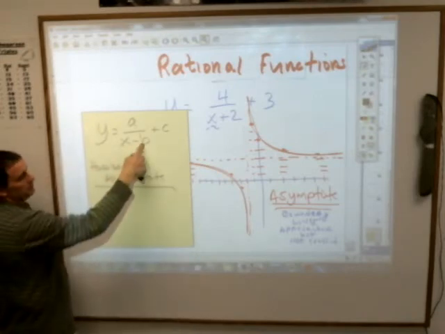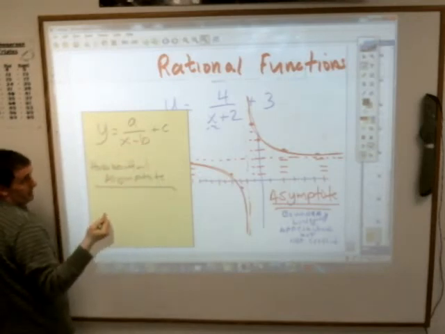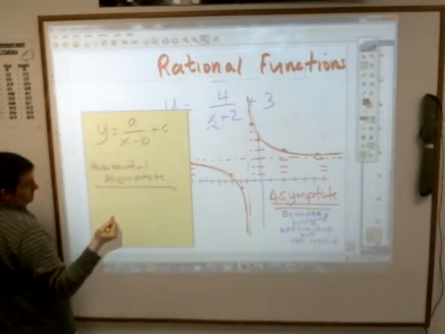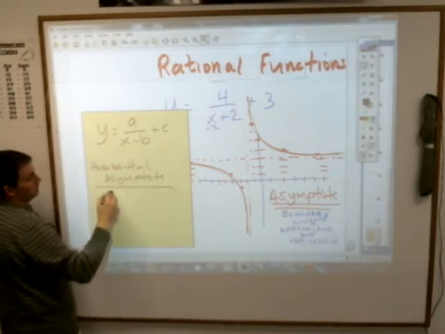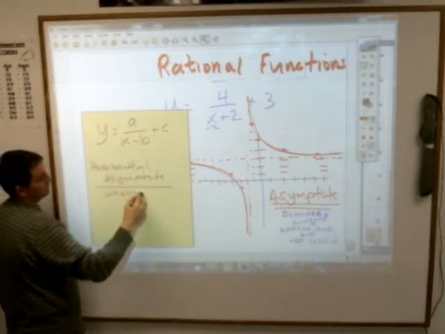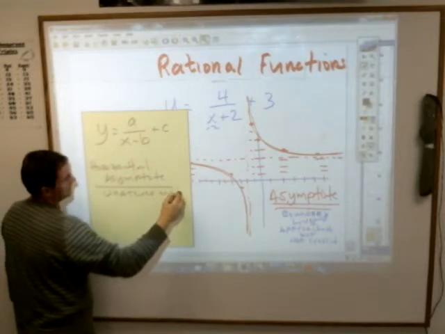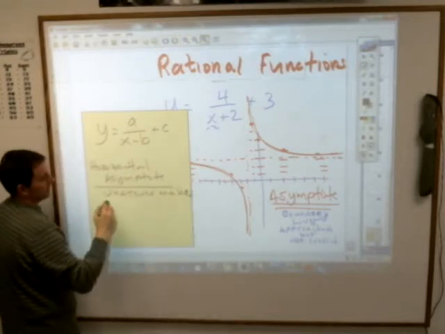If you're doing it here, the asymptote is whatever makes the denominator 0.